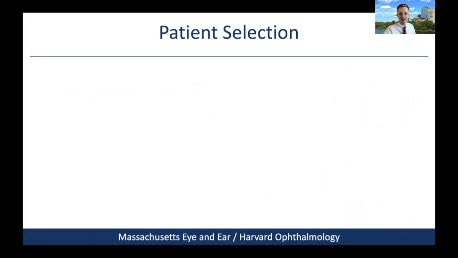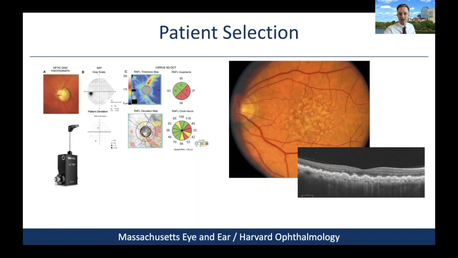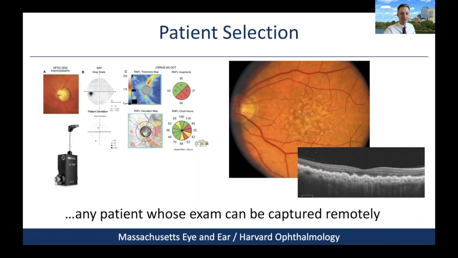In terms of patient selection, some diseases are really amenable to this. The first of which is glaucoma. Now, glaucoma, as you know, is very testing heavy, and the practitioner generally uses a lot of testing information to inform their clinical decision making. And so, if you can get all this testing asynchronously, then the physician should be able to make an informed treatment plan with the patient via telemedicine. And the same is true for AMD, where you can evaluate people via fundus photos and OCT of the retina. But ultimately, any patient whose exam can be captured remotely, and any diagnostic imaging that can be performed can be used for this model of care.